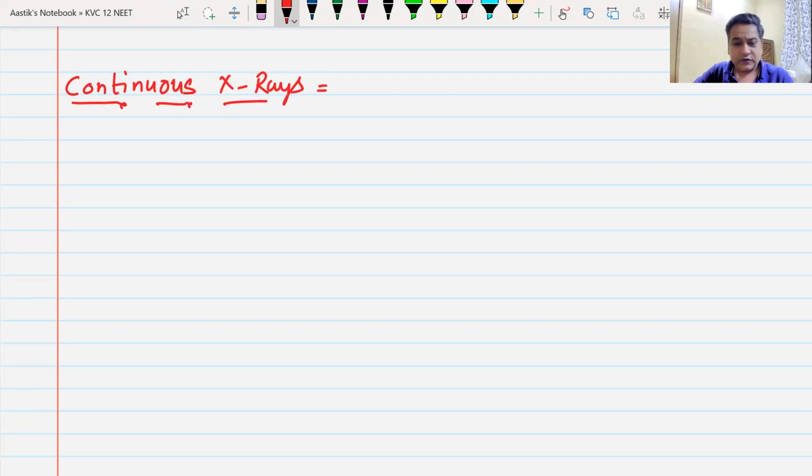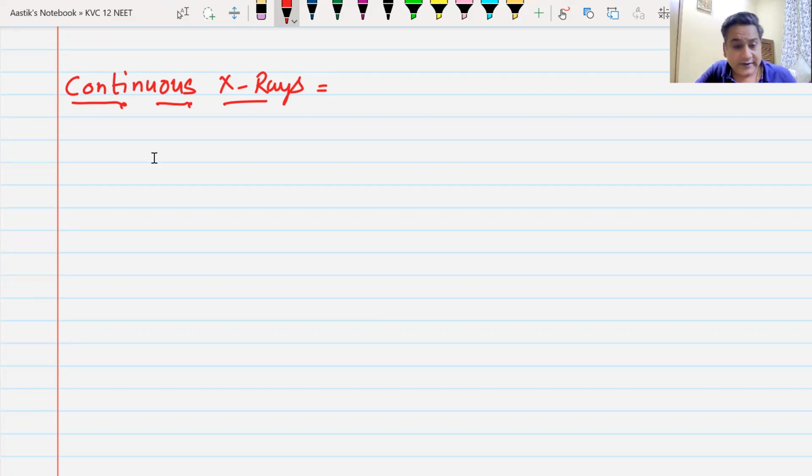For NEET people, you don't have to really write anything about it. I'll just show you a diagram, and from that diagram you would be able to understand what is happening. You may not have to write this. If you wish to write it, you can write it. No one is going to ask you this. Very rarely will you get a question on how these X-rays are formed.